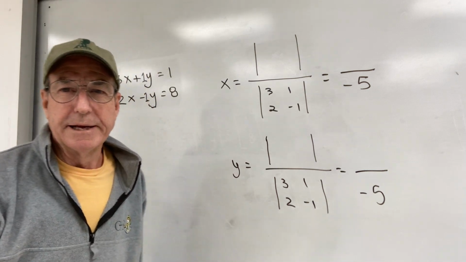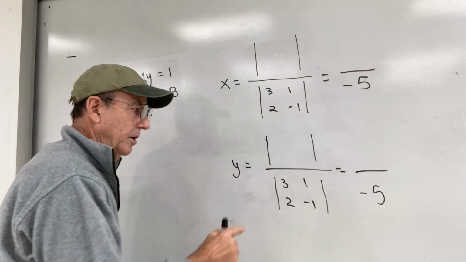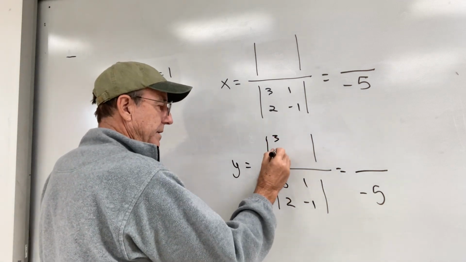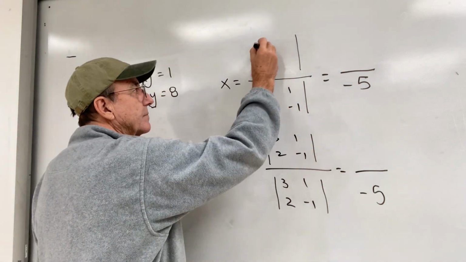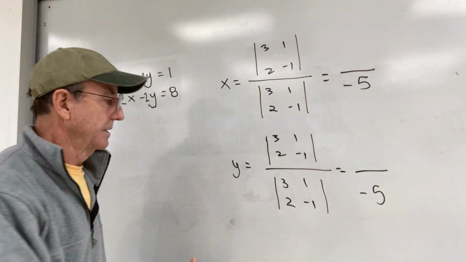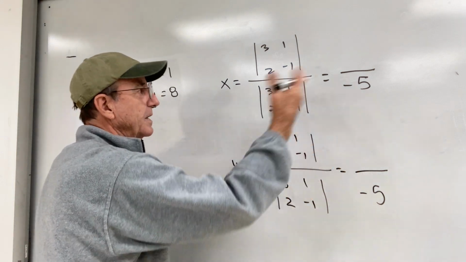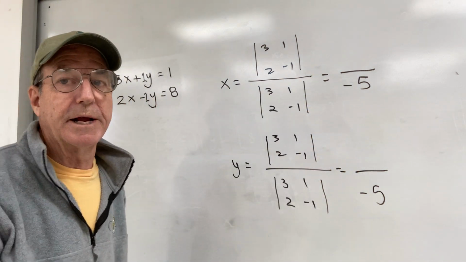Now, this is the way I think is probably the easiest way for students to figure out the top determinant. Start exactly the same way. 3, 2, 1, negative 1. And obviously that's wrong, right? Because we know the bottom is negative 5. If this were negative 5, then y would be, everything would be 1 all the time. Well, that's not the right answer.